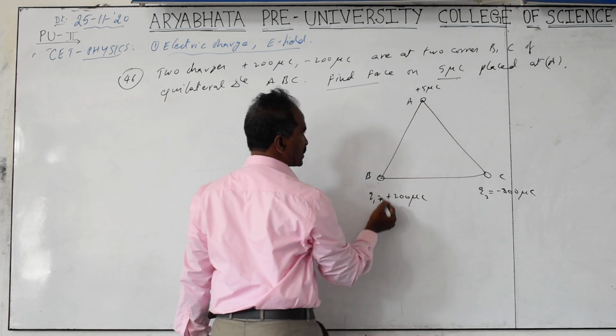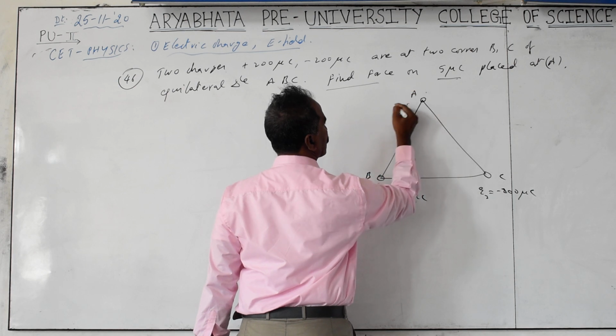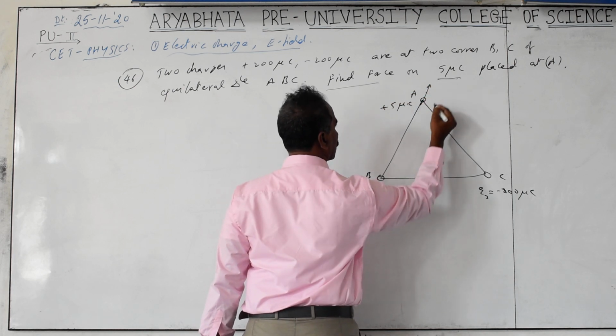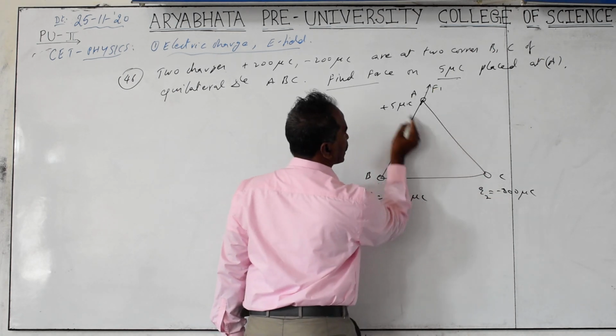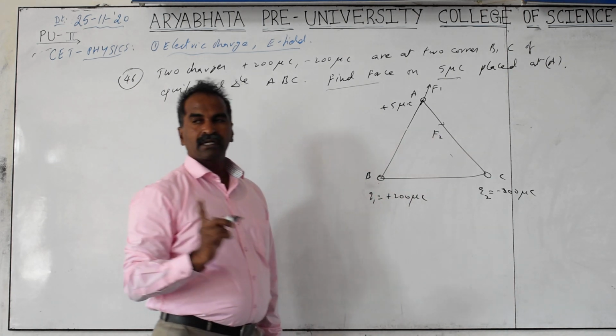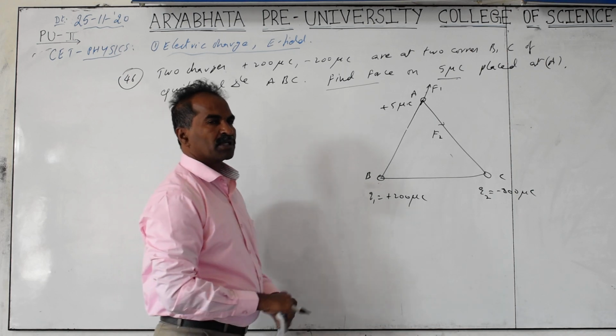In this case, Q1 is plus, so there is repulsion, and the force will be along this direction. I will take it as F1. Because of Q2, which is a negative charge, attraction will be there. This is going to be F2. I will give the steps here, but you must be able to work them out easily.